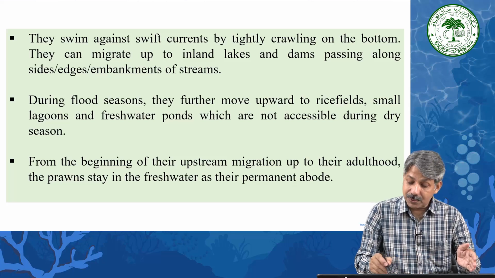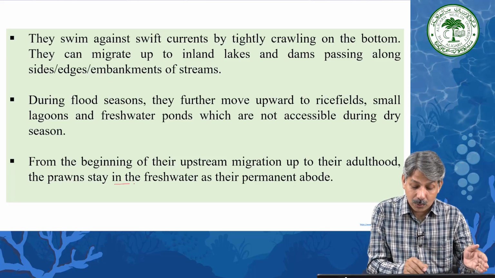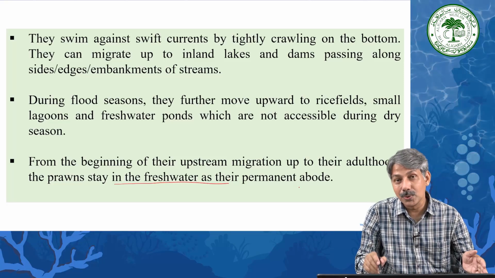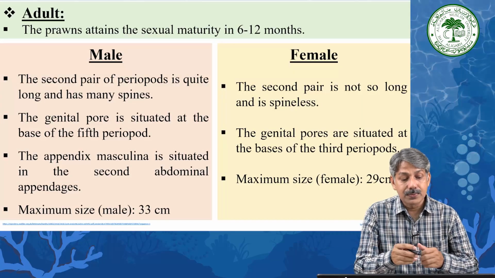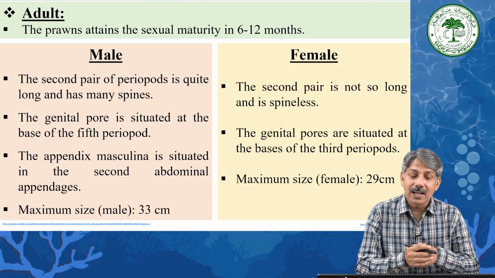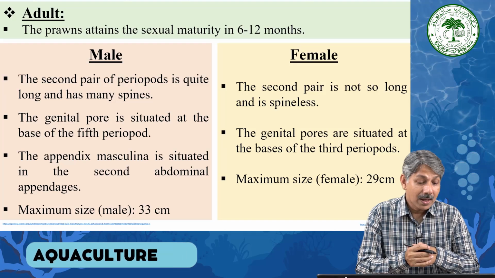From the beginning of their upstream migration up to their adulthood, the prawns stay in freshwater as their permanent home, permanent abode. Adults of these Macrobrachium rosenbergii, the giant freshwater prawn, attain sexual maturity in 6 to 12 months.